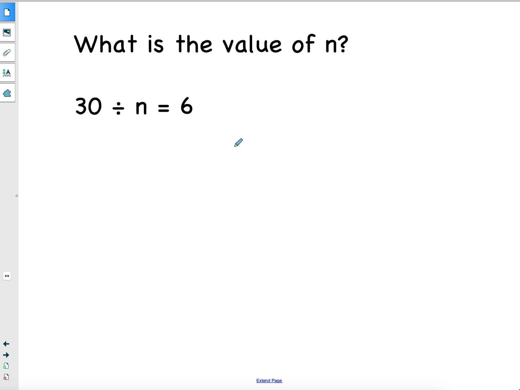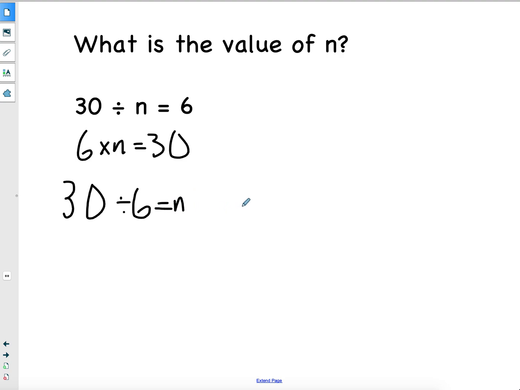All right, so let's see what happens if you don't have a word problem. It's just an equation with n or whatever letter, any variable that we're trying to figure out. Well, there's a few ways to do this. You can use the inverse operation. If 30 divided by n equals 6, then 6 times n equals 30. And if I know my 6 facts, I can figure out what n equals. I could also divide by 6 instead and say, if 30 divided by n equals 6, then 30 divided by 6 will also give me n, and I can go ahead and solve.